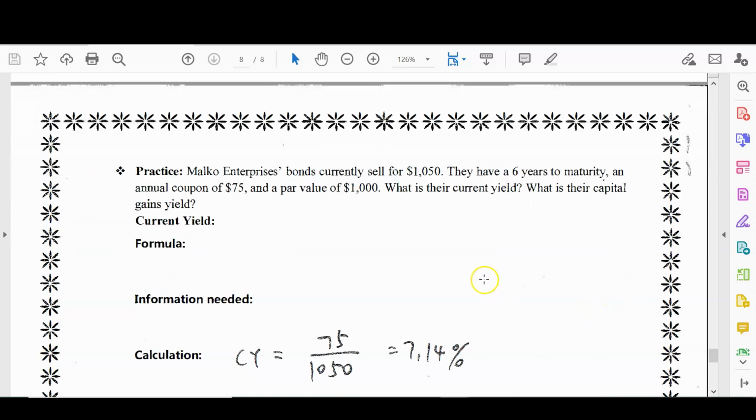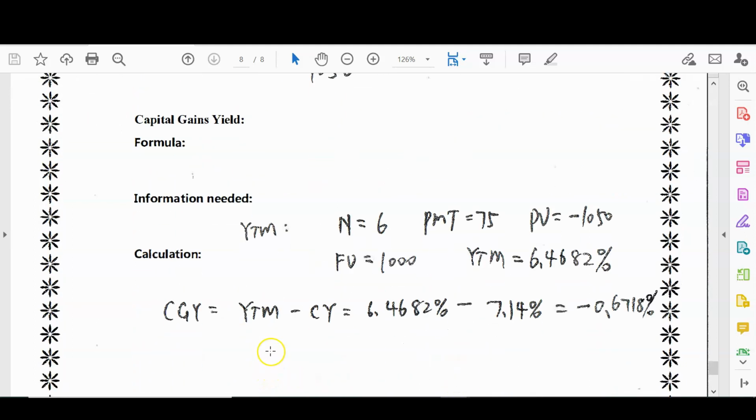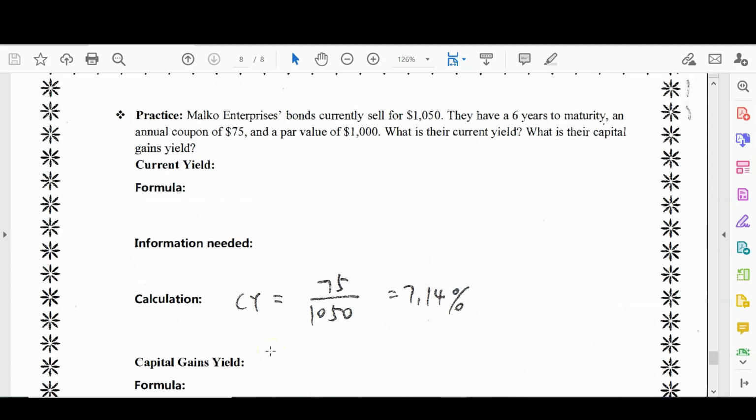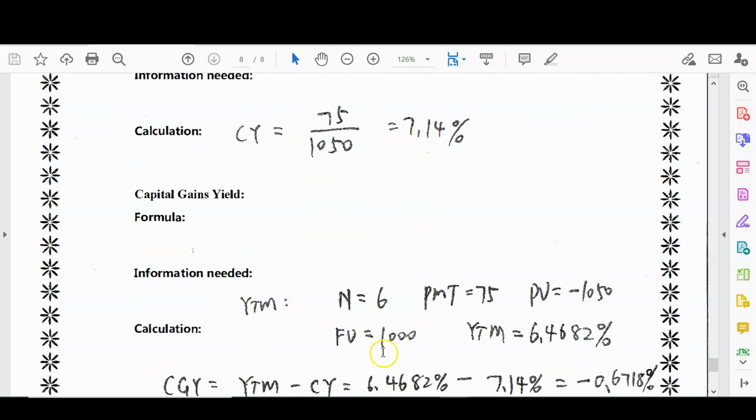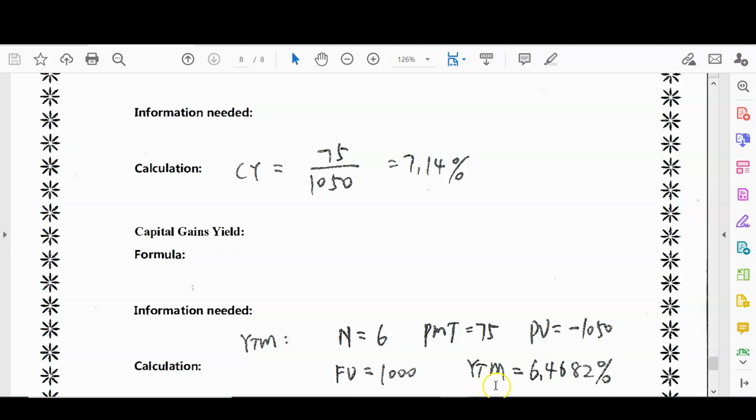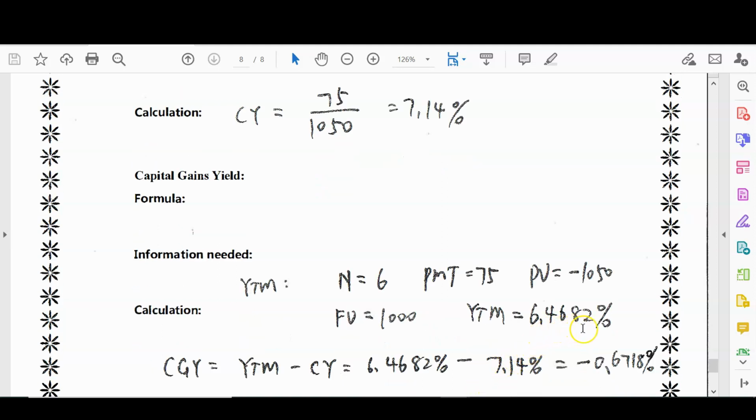For the current yield, we could just use the definition. It equals the annual coupon payments, 75, divided by the current price, 1,050. So we have 7.14% as our current yield. For capital gains yield, we need to calculate yield to maturity first. N should be 6 years to maturity. Payment should be 75 annual coupon payments. Present value should be negative 1,050. Future value should be 1,000. And when we compute for yield to maturity, we have 6.4682%.